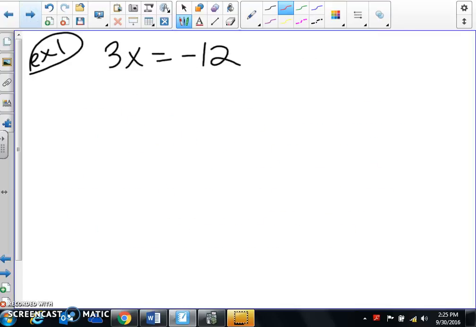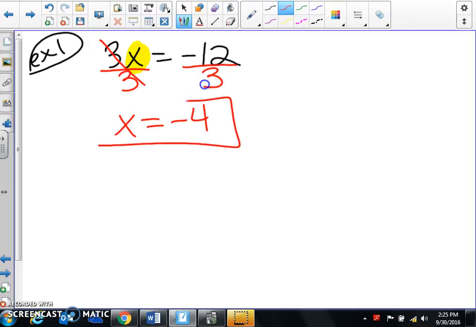So if we start up for example 1, we find the variable. So here's the variable. So that is 3 times x. The opposite of multiplying by 3 is dividing by 3. My 3's would cancel out, drop down your x. Negative 12 divided by 3 is negative 4. That is my solution.